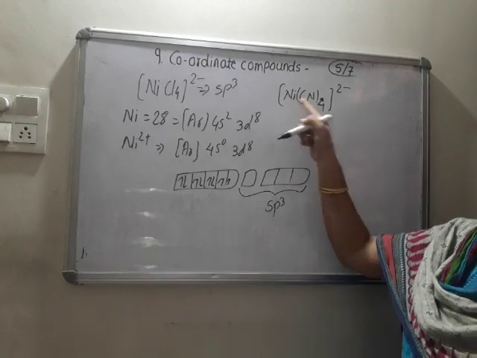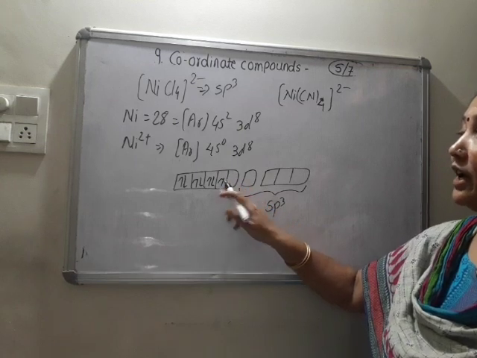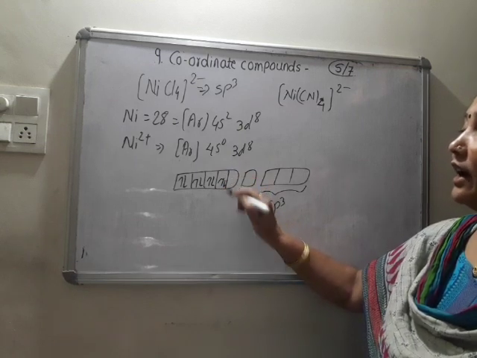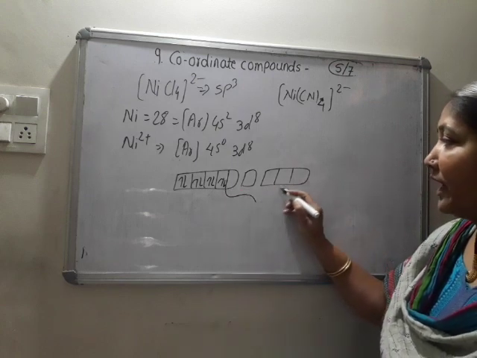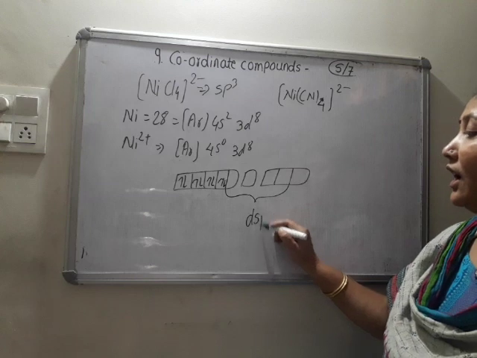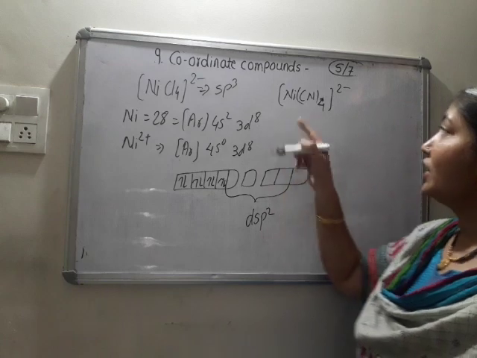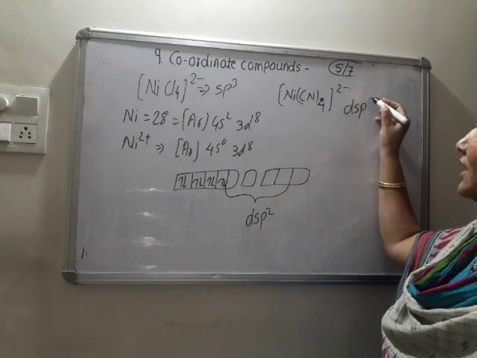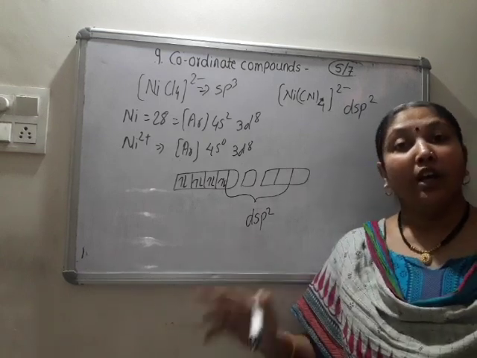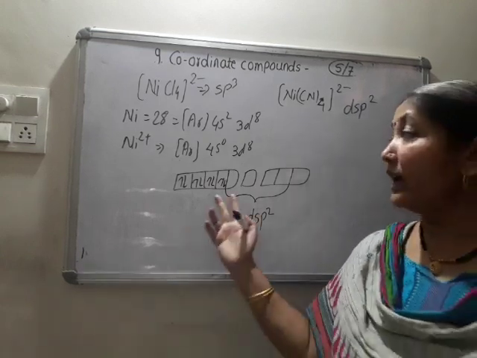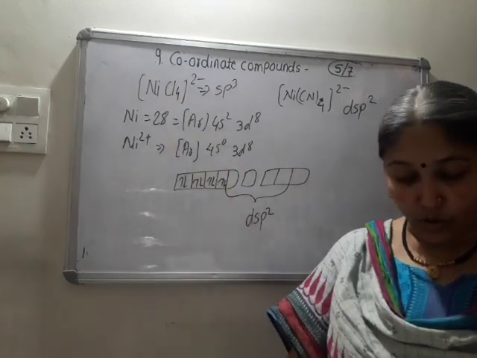And what about this? [Ni(CN)4]2-. Cyanide is a strong ligand, so it causes pairing. This electron goes back and gets paired up. So one orbital becomes vacant here. So it is used in the hybridization. So this becomes dsp2 hybridization, square planar. Many times they ask what its magnetic behavior is. If an unpaired electron is there, it's paramagnetic. If no unpaired electron, it is diamagnetic. So this is diamagnetic, this is paramagnetic. Like these questions are also asked.